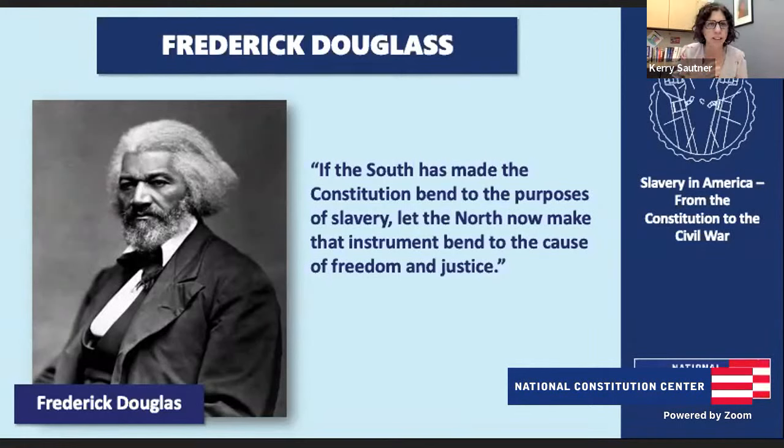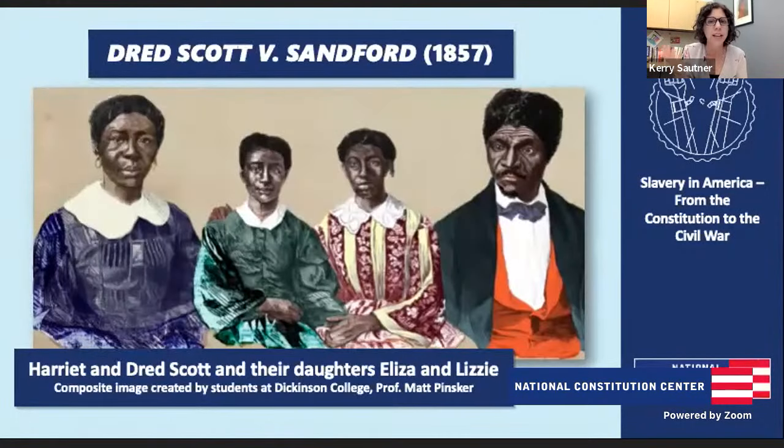And when we think about, I love this line, bending that instrument to the cause of freedom and justice, it innately implies that somebody has to bend it, somebody has to pull. And when we think about that, we think of so many people, Frederick Douglass, Prince Hall, along the way pulling. And this brings us to a mother who understands the law of chattel slavery and that her daughters, because she's enslaved, will also be enslaved and has to pull and bend it towards justice. And that brings us to Harriet and Dred Scott and their daughters.